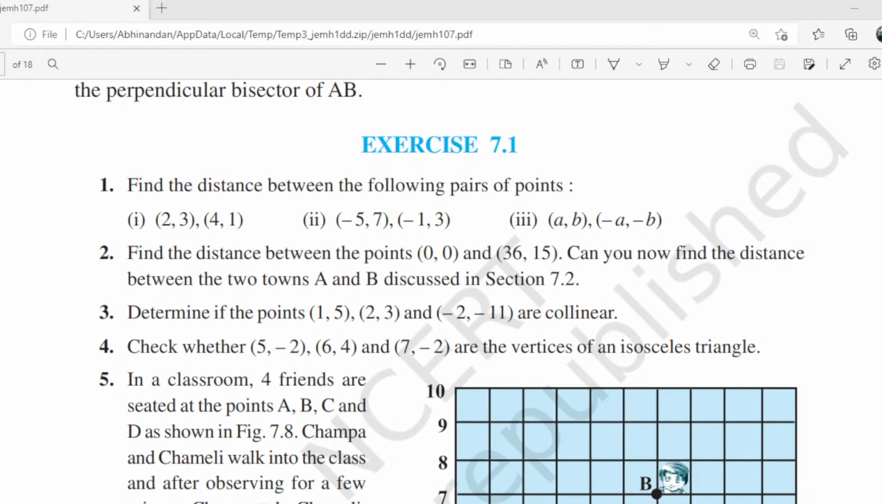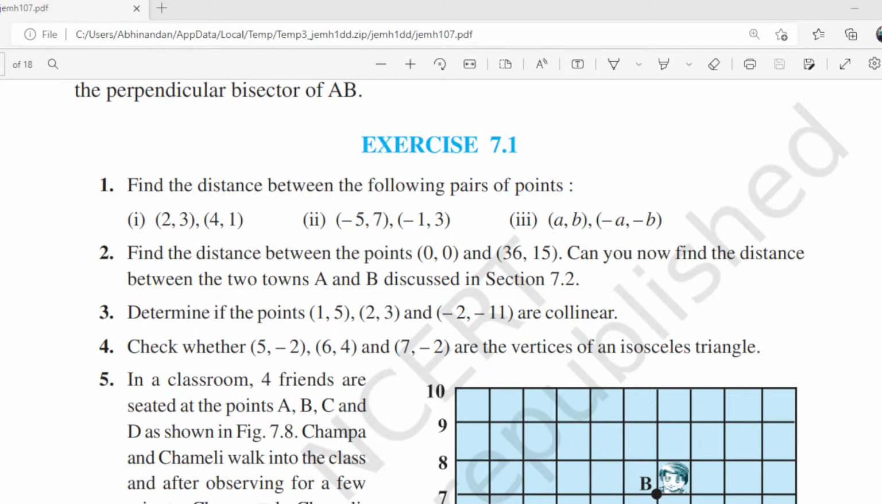NCERT exercise 7.1 is very easy to solve, very simple questions, but unless you practice it, it will not become easy. That's why it is said, practice makes a man perfect. As much as you practice, that much you gain the knowledge, and that much the subject becomes easy for you.